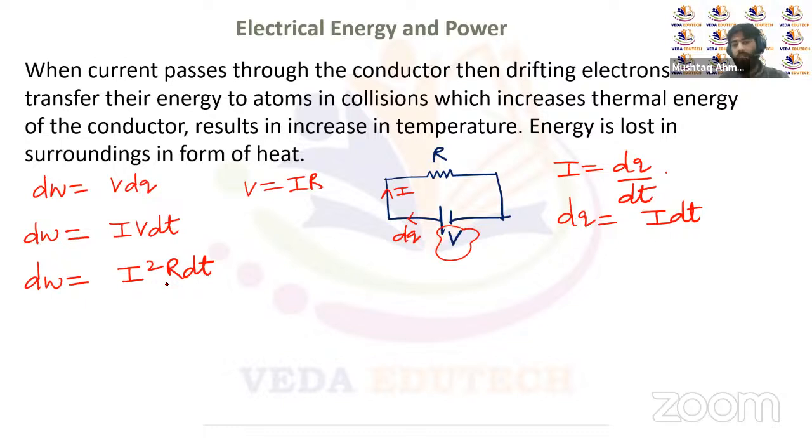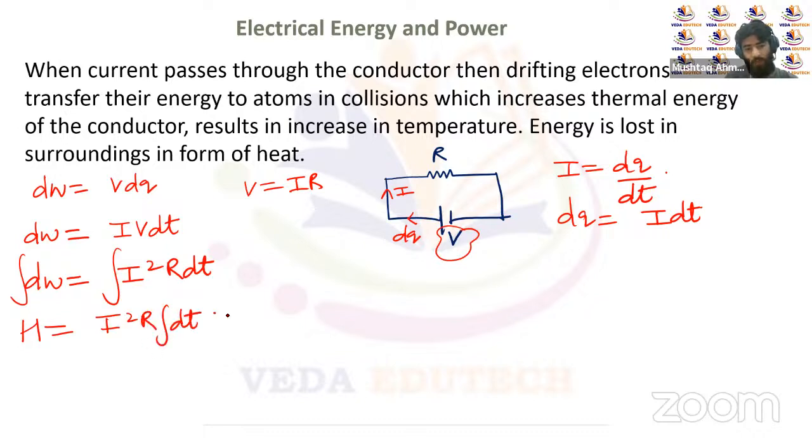But in the case of resistors, there is no property of the resistance which can retain this energy. So this energy will actually be lost in the form of heat, right? So we'll just integrate it, and if we integrate it, we'll get the total heat loss. So the heat loss H will be the integral of I squared R dt.